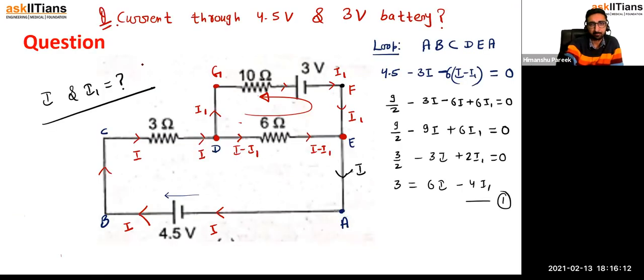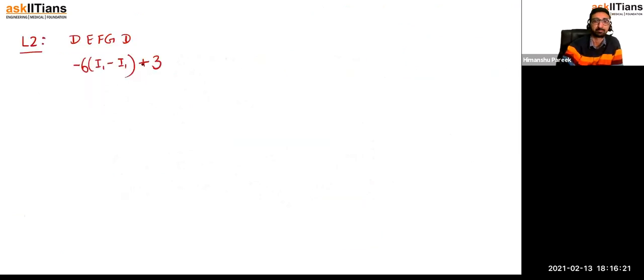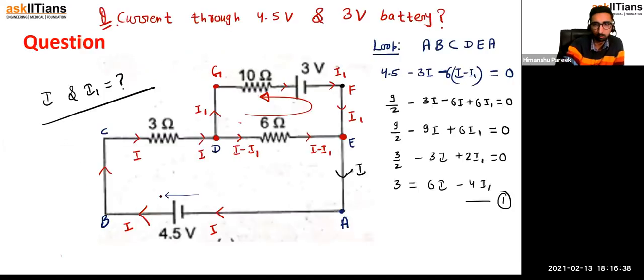Next is, you are walking across the 10 ohm resistor, but in the opposite direction. So I must write plus 10 multiplied by the current value, I1, which is equal to 0. Now you can see, let us simplify this. So 6 I1 plus 6I. Oh, sorry. I guess I have made some mistake here. It was I minus I1.